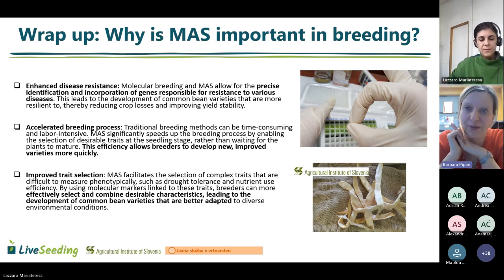Yes, it is very important that we have some tools which help us to accelerate breeding and to breed more effectively. And marker-assisted selection surely is one.